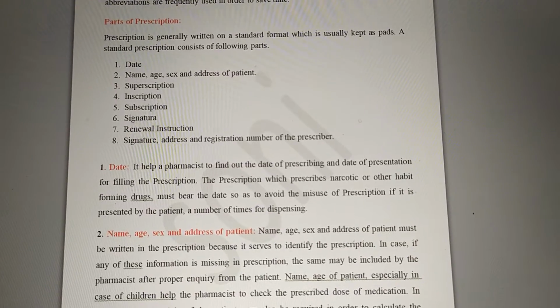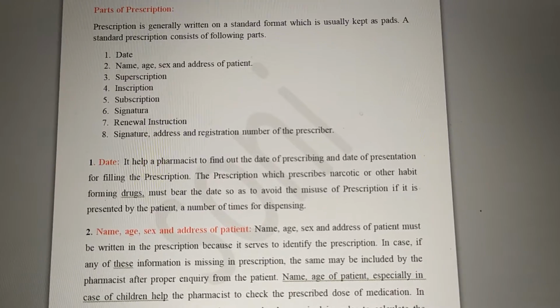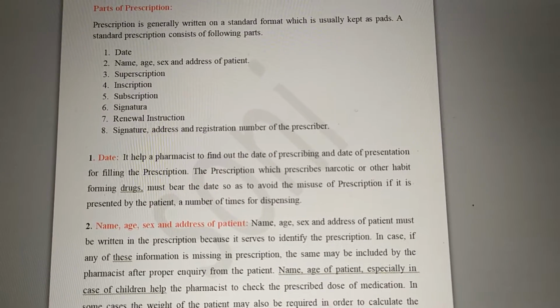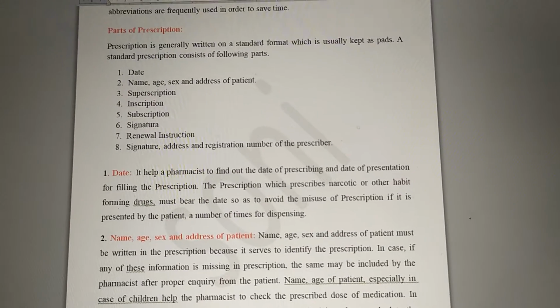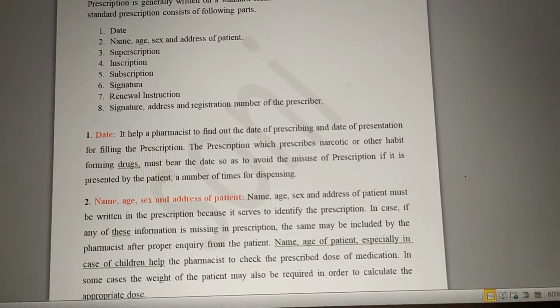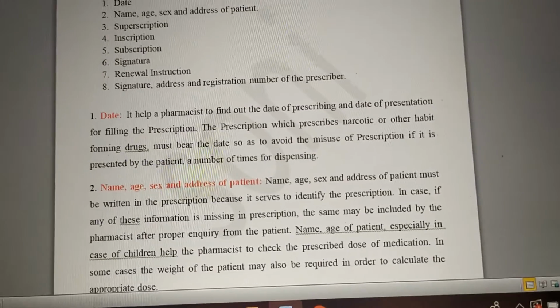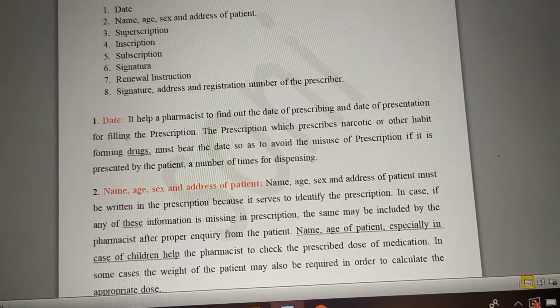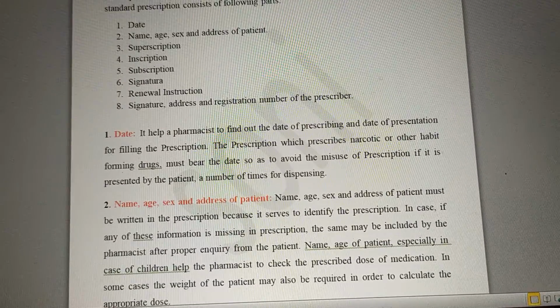A standard prescription consists of the following parts: first, date; second, name, age, sex, and address of patient with its registration number; third one is superscription; fourth, inscription; fifth, subscription; sixth, signature; seventh, renewal instruction; and eighth one is signature, address, and registration number of prescriber or physician.